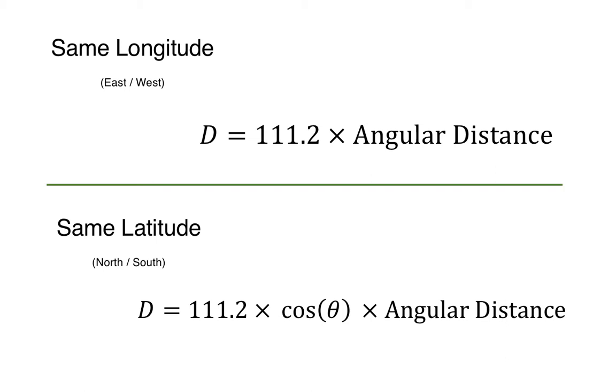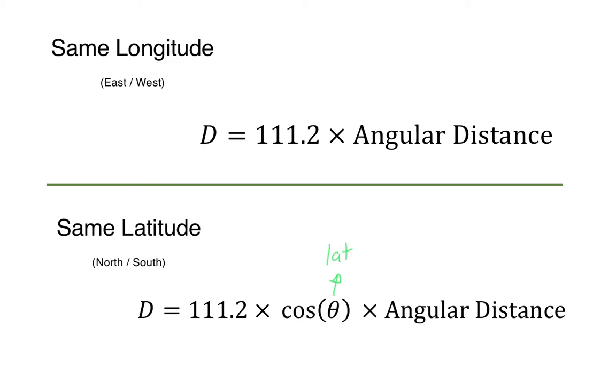If we've got the same longitude, so the same east or west coordinate, then it's going to be d is equal to 111.2 times the angular distance. If it's the same latitude coordinate, so the same north and south coordinate, then it's going to be d equals 111.2 times cos of the angle times the angular distance, and the angle that we use in our cos part of the calculation is going to be the latitude location.